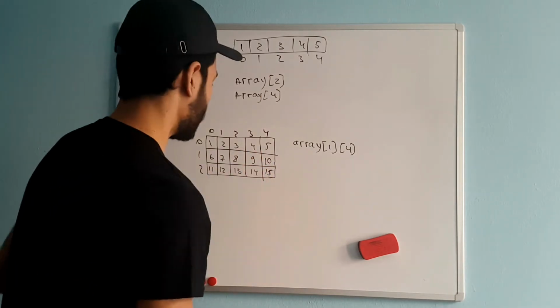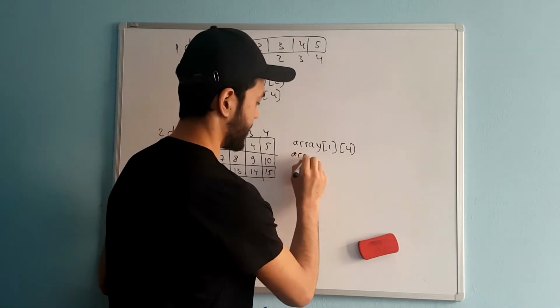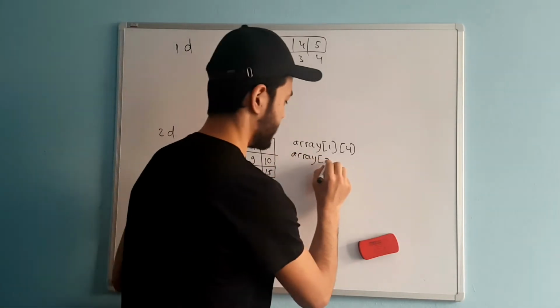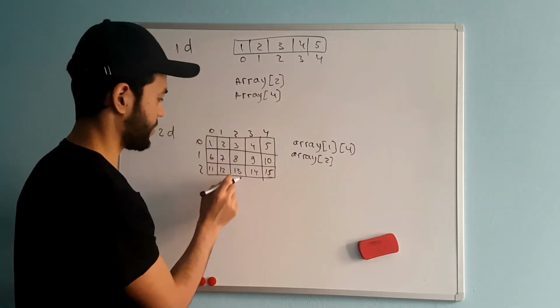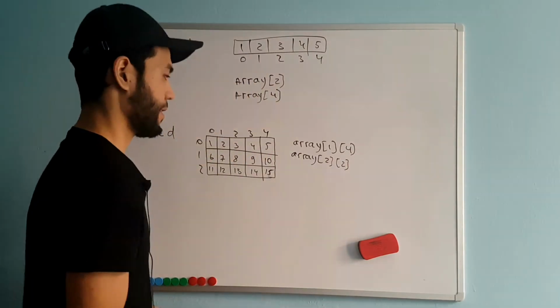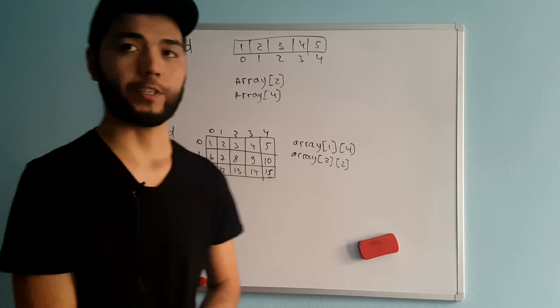Okay, let's see one more. If I'm going to access 13 from the array, first of all, we write the row, which is 2, and then I look at the column, which is 2. Okay, and this is how we can access any given number from the two-dimensional arrays.